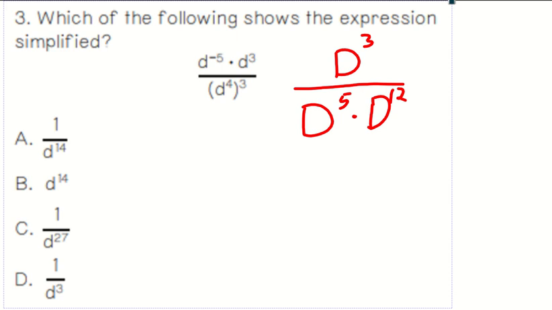I got multiplication on top with those, 5 plus 12. All right, so I got d to the 3rd on the top, d to the 17th on the bottom.